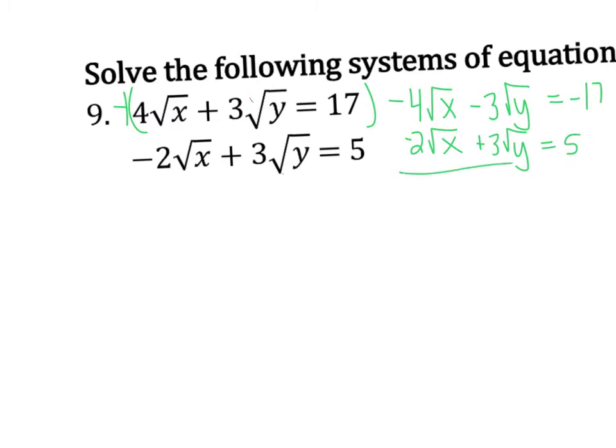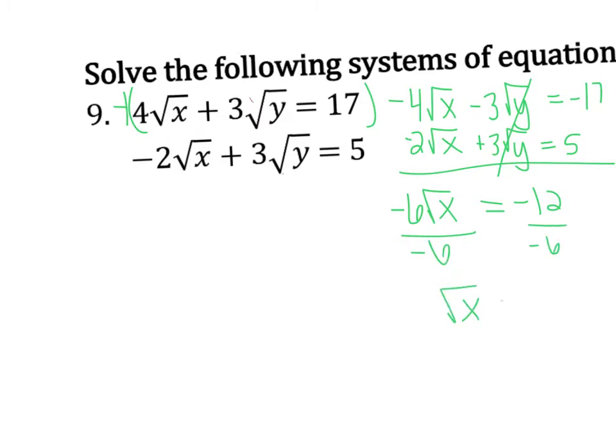And then once we've made it to where the coefficients on one of our variables is opposite, we're going to add the two equations together. So -4 plus -2 is -6 root x. -3 plus 3 is 0, so that's going to cancel. And -17 plus 5 is -12. So we're trying to get the radical by itself. So we're going to divide both sides by -6. So we have root x equals 2.